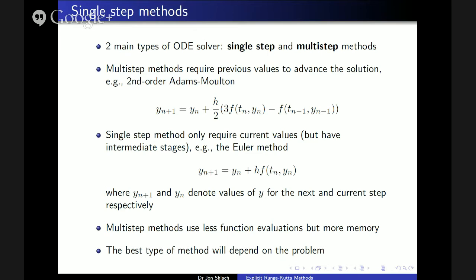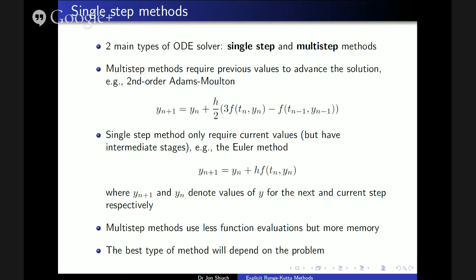Now, a multi-step method is a method that requires previous values of y in order to advance a solution. For example, second order Adams-Moulton: to advance a solution to the next value of t, y_{n+1} is the current solution y_n plus h multiplied by something times f(t_n, y_n), the current values of t and y, minus something times the previous values, t_{n-1} and y_{n-1}. So we have to have values of y at 2 different time steps, 2 different levels. Therefore, this is called a multi-step method.